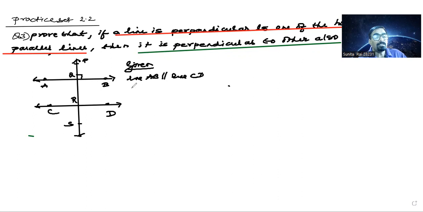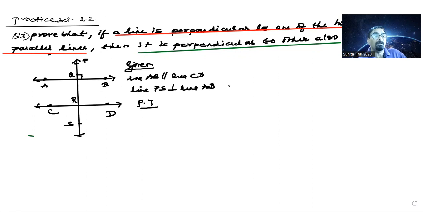Okay? And this line PS is perpendicular to line AB at point Q. You can see here. And you have to prove consequently that it is perpendicular to the other also. PS is perpendicular to the other parallel line. This is the other parallel line.